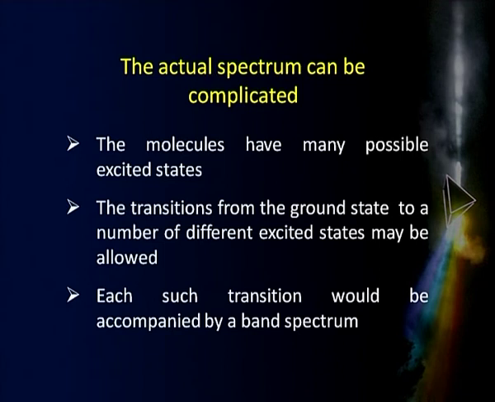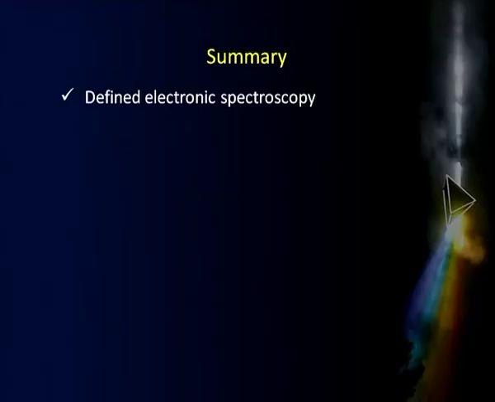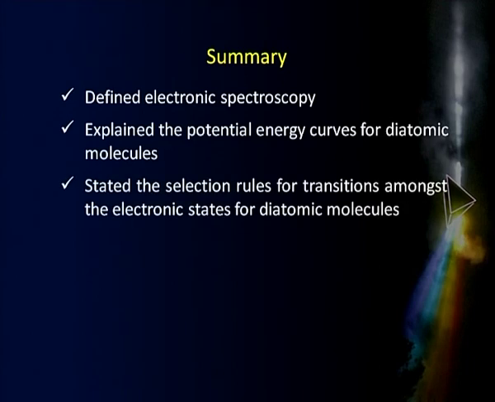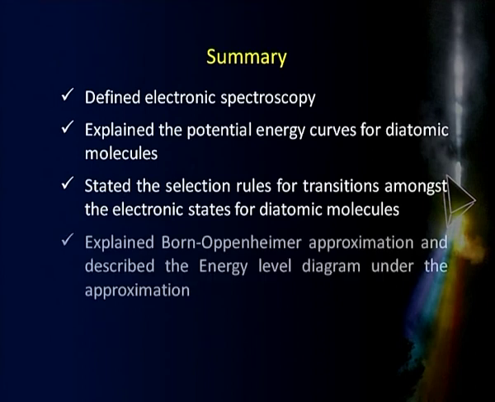Okay. Now, let us try to sum up what we have done so far. We started by defining what we understand by electron spectroscopy. Thereafter, we explained the potential energy curves for diatomic molecules in terms of the energy of the molecular orbitals. Thereafter, we stated the selection rules for transitions amongst the electronic states for diatomic molecules, and having done that, we explained the Born-Oppenheimer approximation and described the energy level diagram under the approximation, focusing attention only on diatomic molecules.